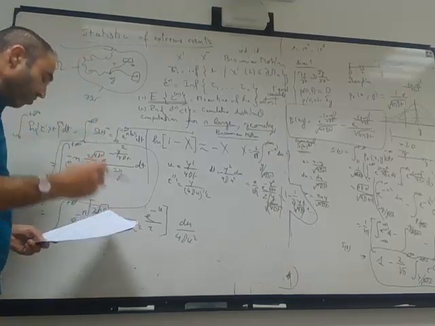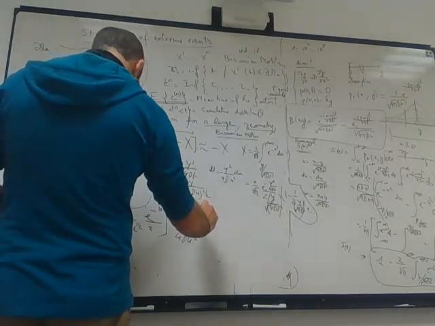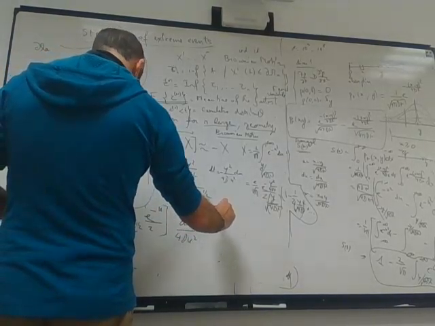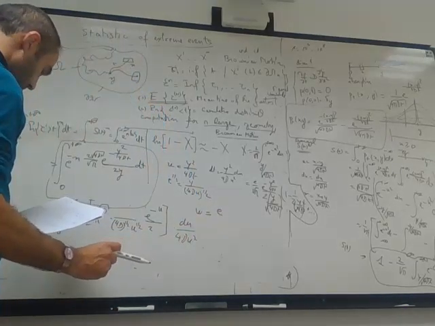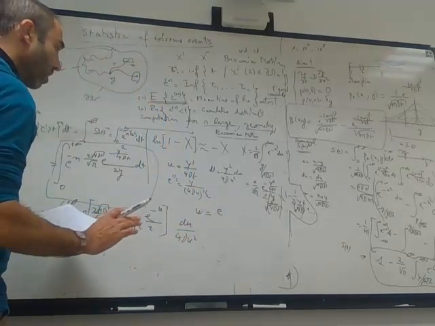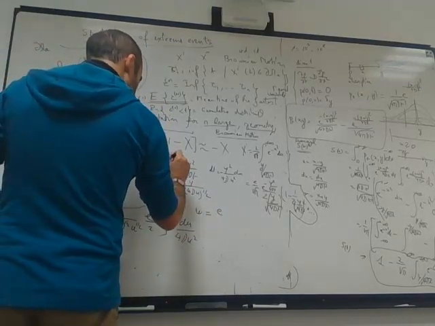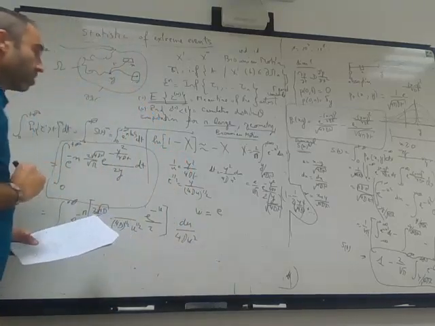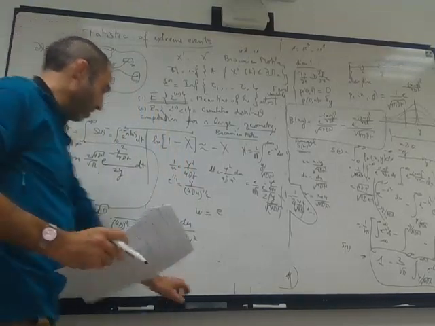Okay, and now there is a new variable which I'm not going to do the calculation for. You are going to take w equals exponential. No, sorry, I think I made a mistake. It's 1 over u. 1 over u equals this. Okay, let's do it again.